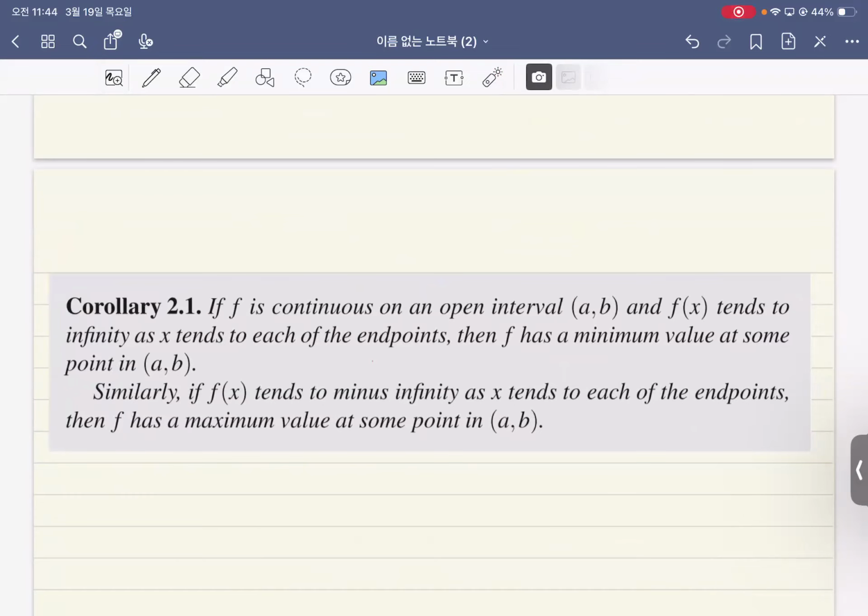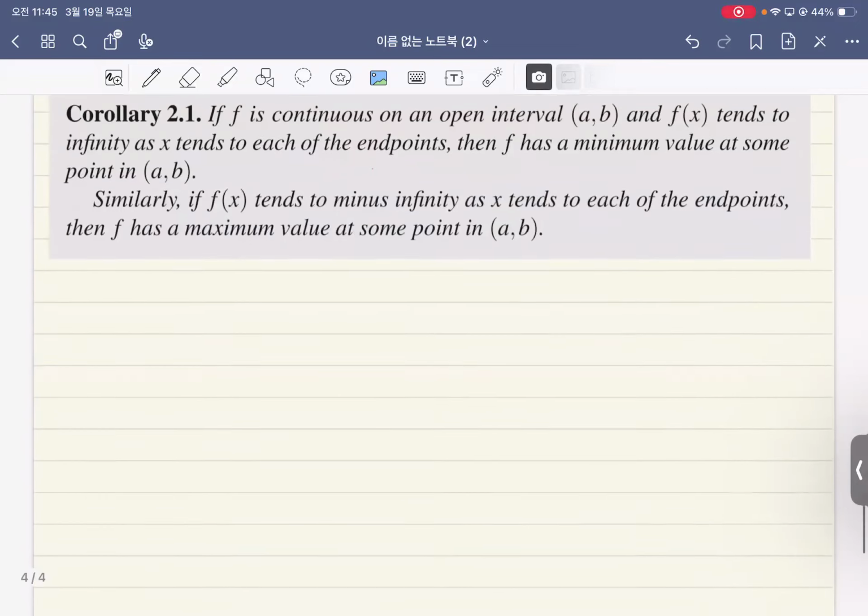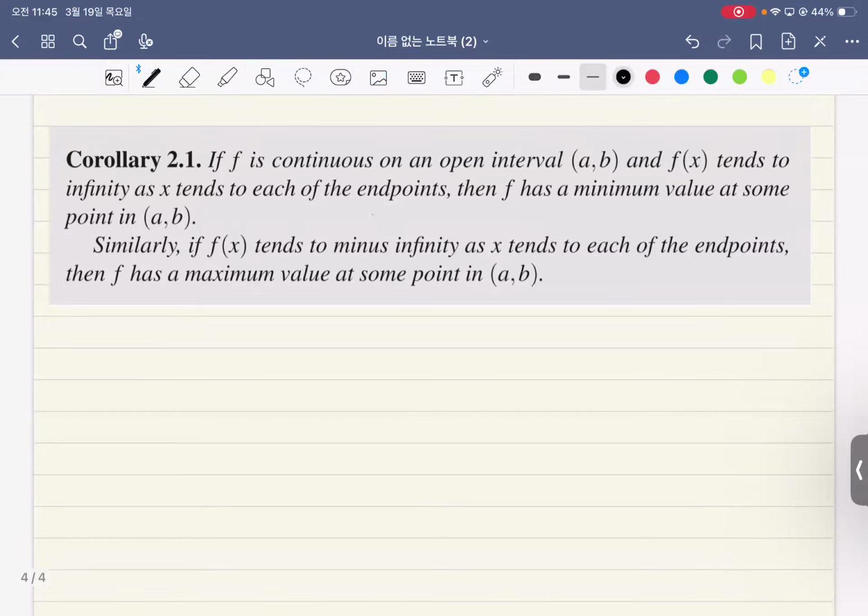There is a little bit of a corollary. F is continuous, but this time not on a closed and bounded interval, but on an open interval AB. And suppose that f of x tends to positive infinity as x tends to each of these endpoints. Okay, so in a picture, this must be something like this.